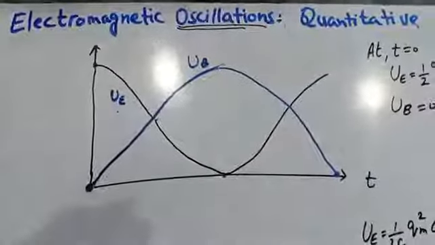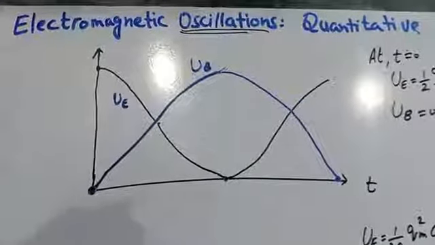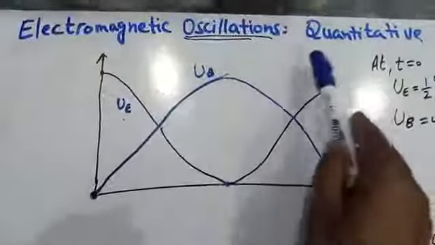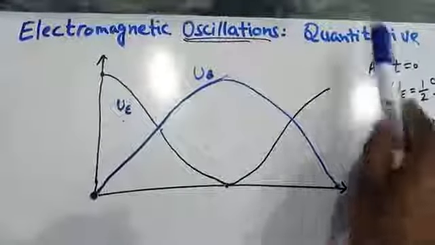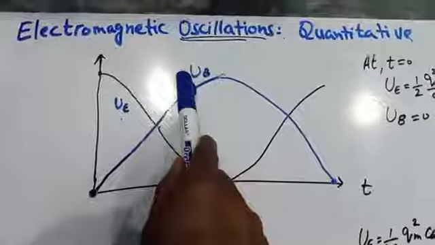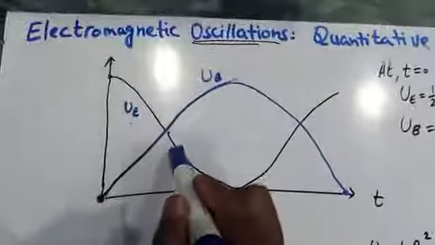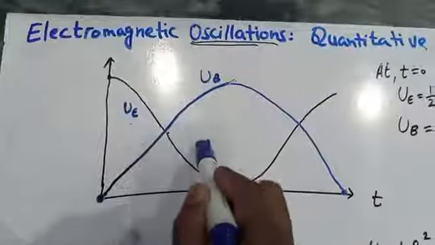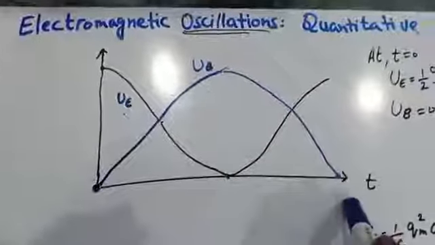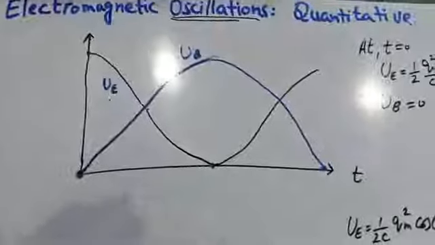So this was our topic of electromagnetic oscillations, in which we mathematically, with equations, discussed the oscillations of electric and magnetic energy, and at the end we showed the variations of electric and magnetic energies with respect to time. So this was our 2 days topic of discussion.